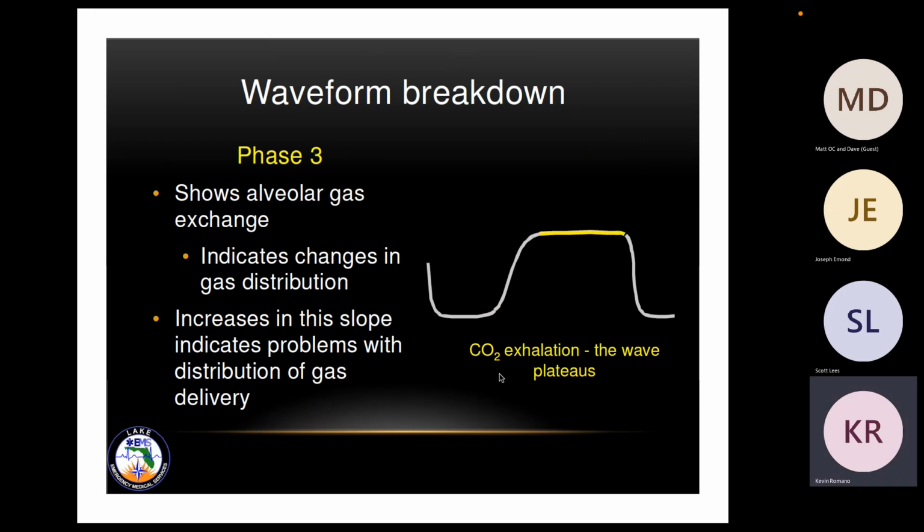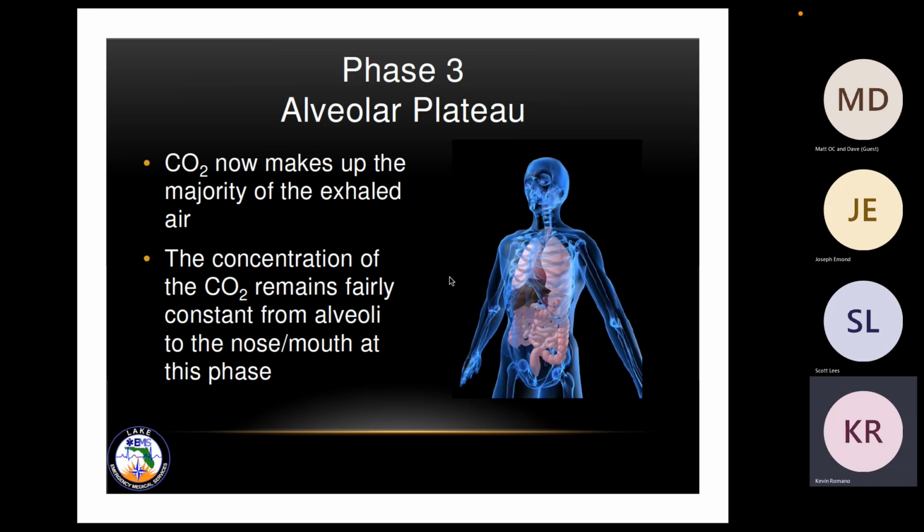Phase three is CO2 exhalation, where the wave plateaus off. It kind of stays on a plateau. This shows alveolar gas exchange, which indicates changes in gas distribution, and an increase in the slope indicates problems with distribution of gas delivery. So at the alveolar plateau, CO2 now makes up the majority of exhaled air. The concentration of the CO2 remains fairly constant from the alveoli to the nose and mouth at this phase.